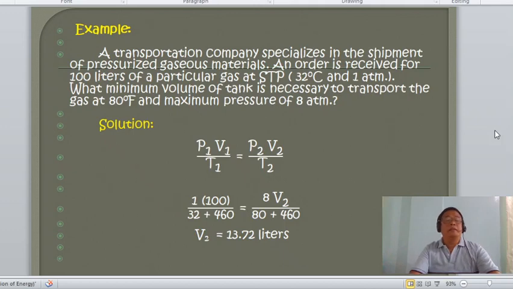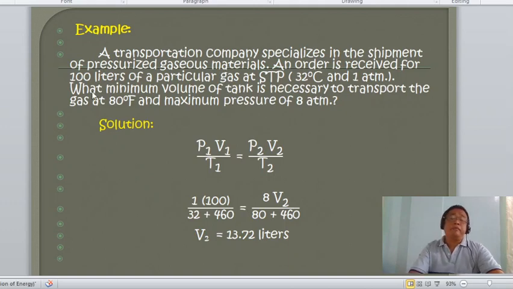Another. Okay, so we have here several examples. A transportation company specializes in the shipment of pressurized gaseous materials. An order is received for 100 liters of a particular gas at standard temperature and pressure, STP. Okay? So, that is 32 degrees Celsius and 1 atmosphere. What minimum volume of tank is necessary to transport the gas at 80 degrees Fahrenheit, maximum pressure of 8 atmosphere? So, take note.